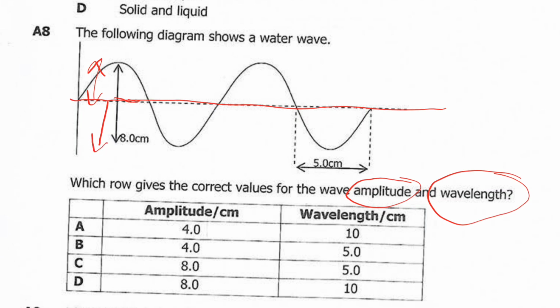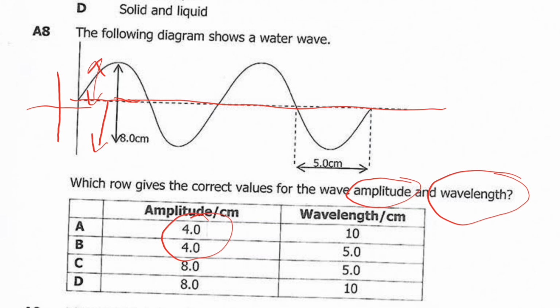and it's 8, you're given 8 here, so you need to find half of 8, which is the amplitude. So what is half of 8? 4. So far between A and B, the correct answer is... Okay, let's go to wavelength.